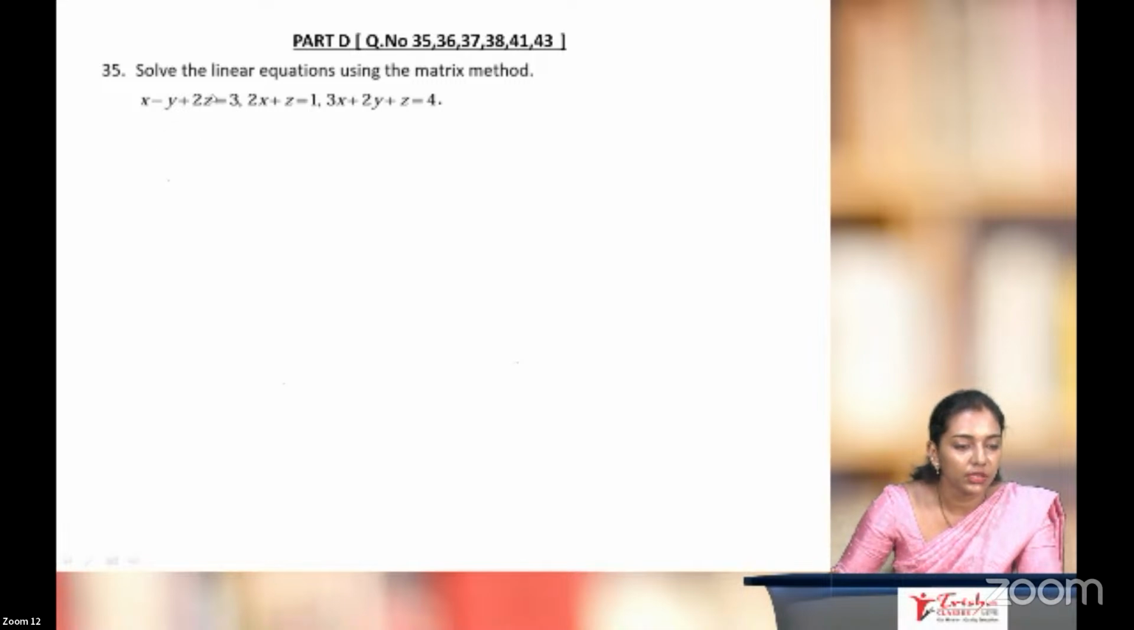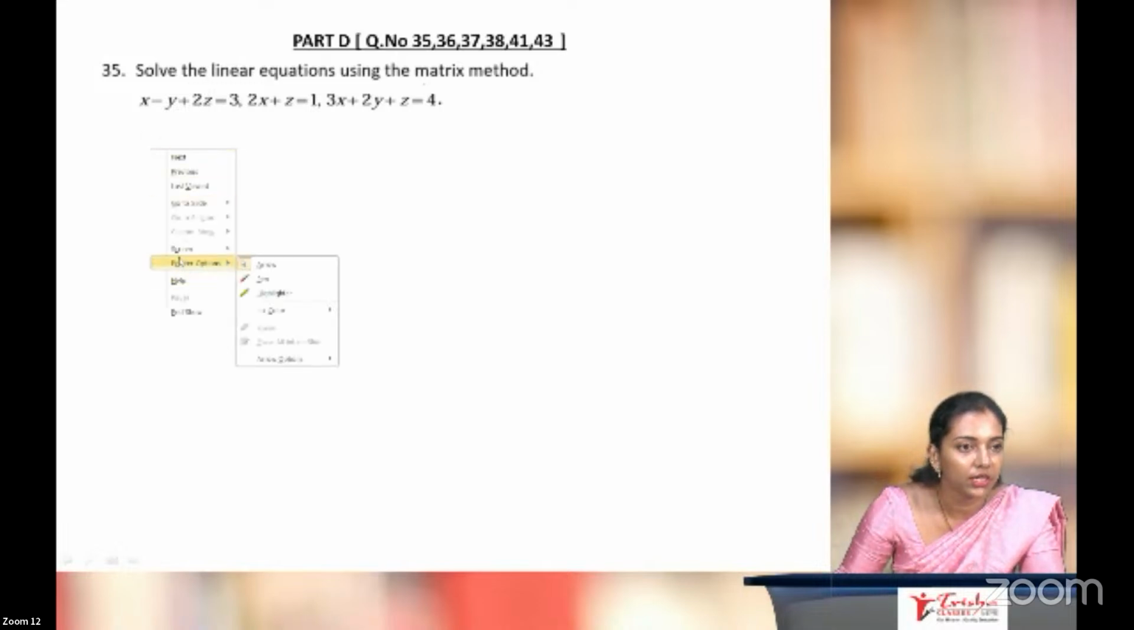Solve the linear equation using the matrix method. You all know it is a fixed question. Under 35th part D, the first question will be from the matrix. So in the matrix method, what do you have to find here? Find the value of x, y, z.